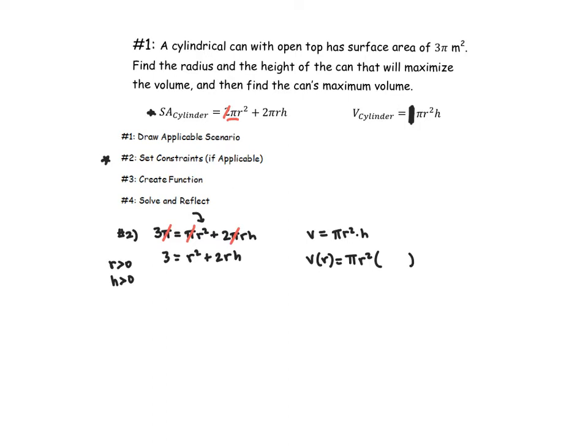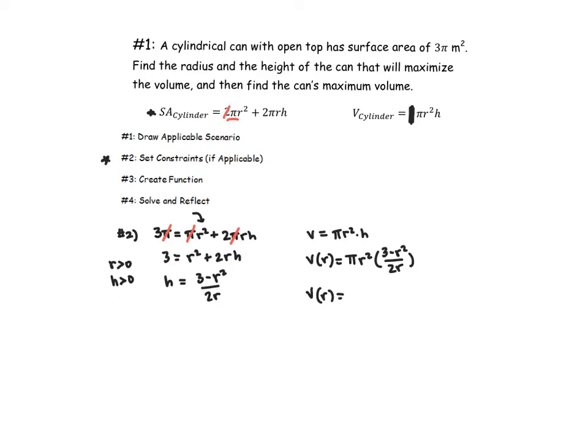Now I'm going to solve for h. So I'm going to subtract r squared. So it'll be 3 minus r squared over 2r. So that's h in terms of r. Let's plug that in over here. Okay, now I've got my volume in terms of the radius. So let's expand that just slightly. Volume with respect to the radius.